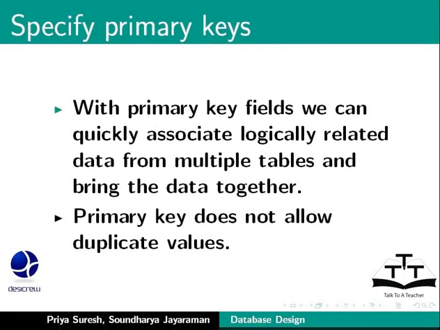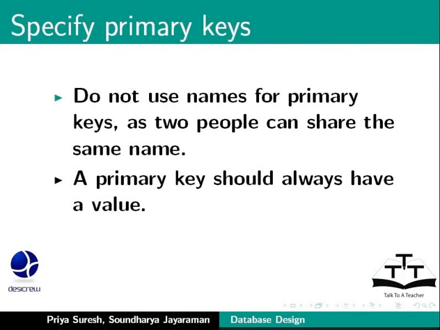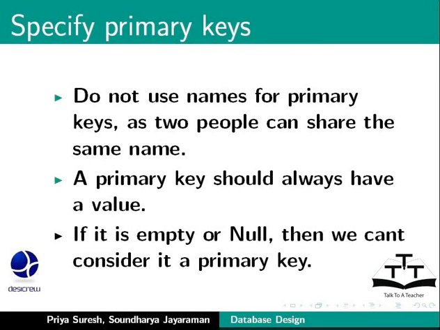And we cannot have duplicate values in a primary key. For example, we cannot use people's names as primary key because names are not unique. There can be 2 people with the same name in the same table. Next, a primary key should always have a value. If it is empty or null, then we cannot consider it a primary key.